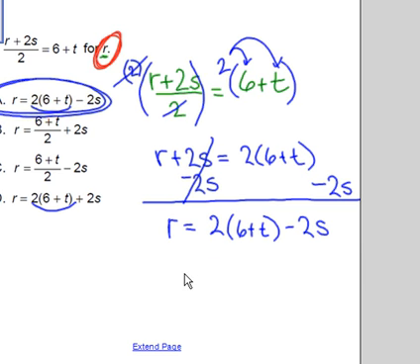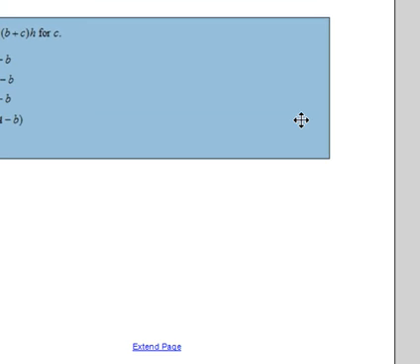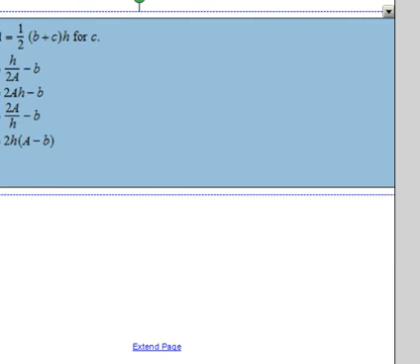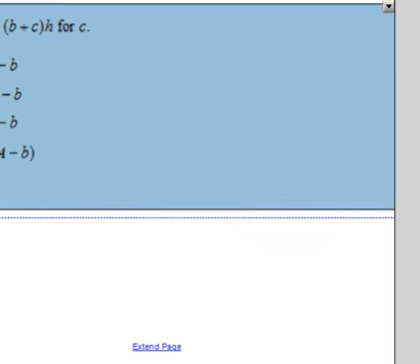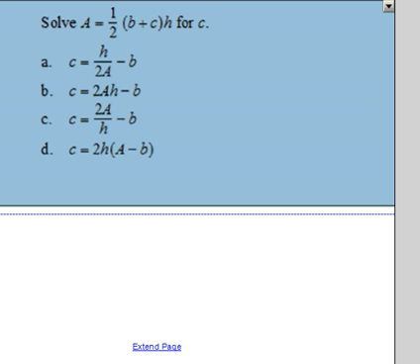Alright, so let's go back here to the next problem. Hold on, this is your redemption problem number, let me make it bigger for you. I can make this one way bigger for you. Number 10, last redemption of this section. Solve A equals 1/2 times the quantity B plus C times H for C. Okay, remember, focus on the variable that you need and getting everything else away from it, and you'll be fine.